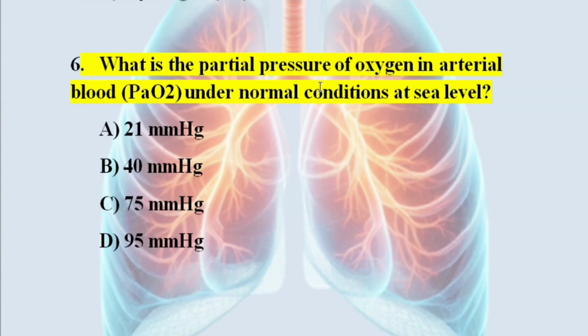What is the partial pressure of oxygen in the arterial blood under normal conditions at sea level? Alpha, 21 millimeters of mercury, beta, 40 millimeters of mercury, Charlie, 75 millimeters of mercury, delta, 95 millimeters of mercury. So here the right option is 95 millimeters of mercury.